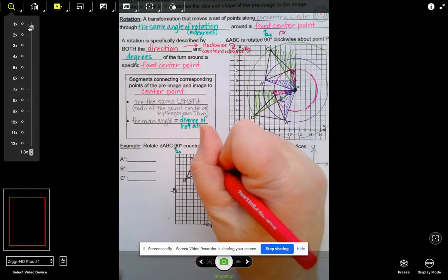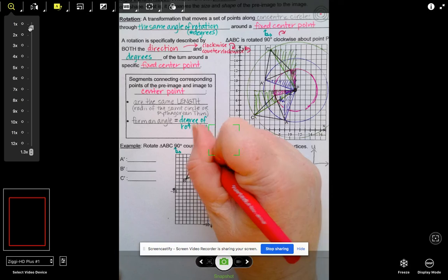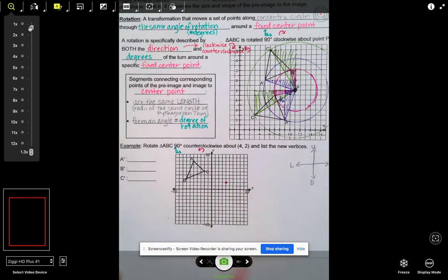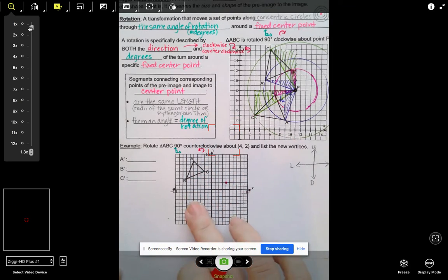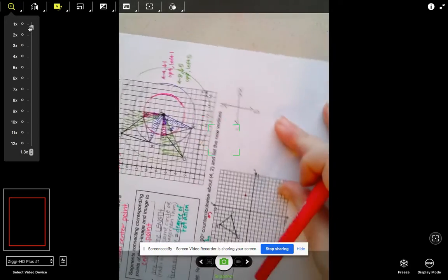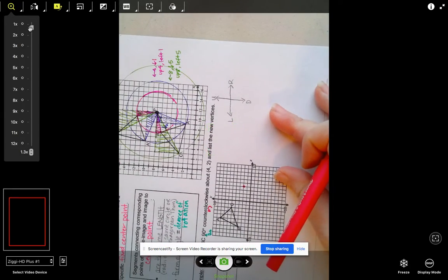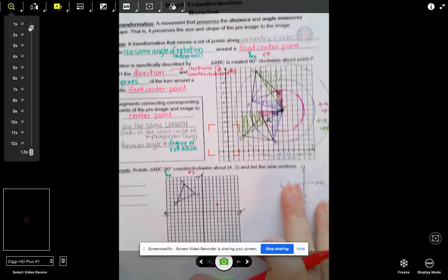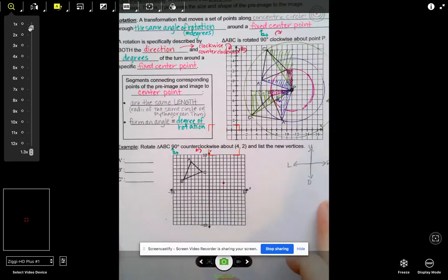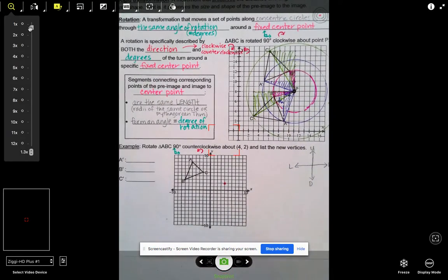Counterclockwise would go in that direction. So I'm turning backwards. So this, I should be thinking, is going to end up down there in that position. Okay. And again, that paper is actually a nice tool to be able to see where it's going to end up. All right. So we're going to use the triangle method.